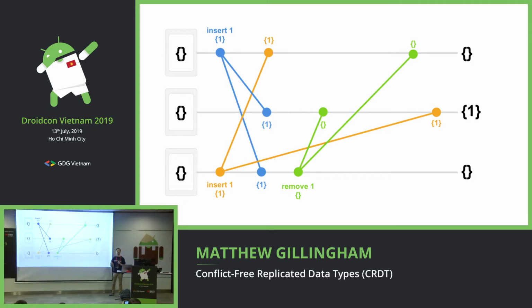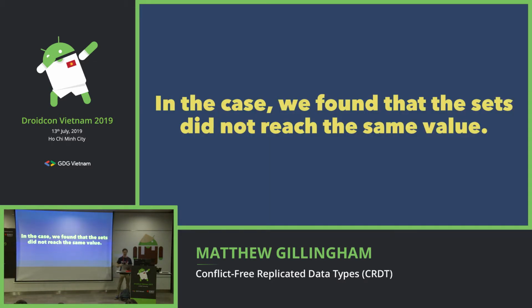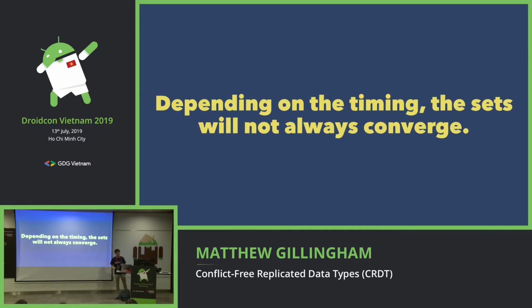So one of the important things to recognize is I've shown you two successful cases, but actually you can't just design this with any data structures. It really does depend on the nature of the information you're working with. These sets with this system are not guaranteed to arrive at the same values, and a lot of the reason is it depends on the timing or the ordering in which the operations are received.